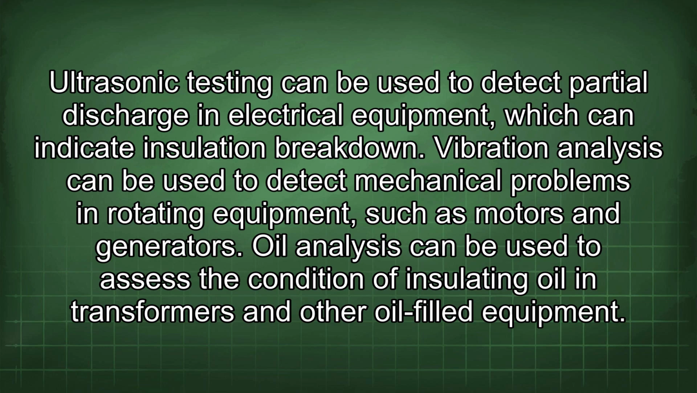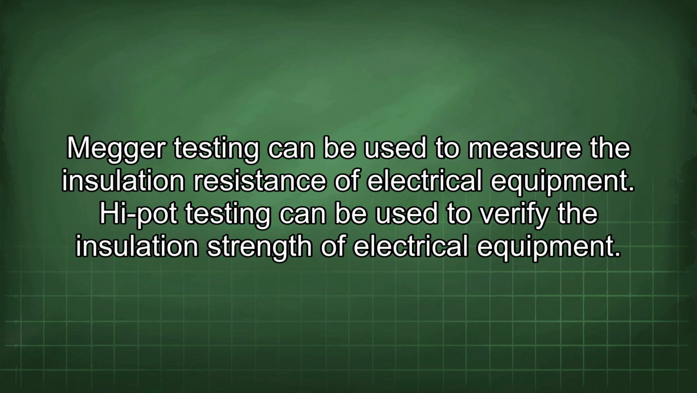Vibration analysis can be used to detect mechanical problems in rotating equipment, such as motors and generators. Oil analysis can be used to assess the condition of insulating oil in transformers and other oil-filled equipment. Megger testing can be used to measure the insulation resistance of electrical equipment. High-pot testing can be used to verify the insulation strength of electrical equipment.